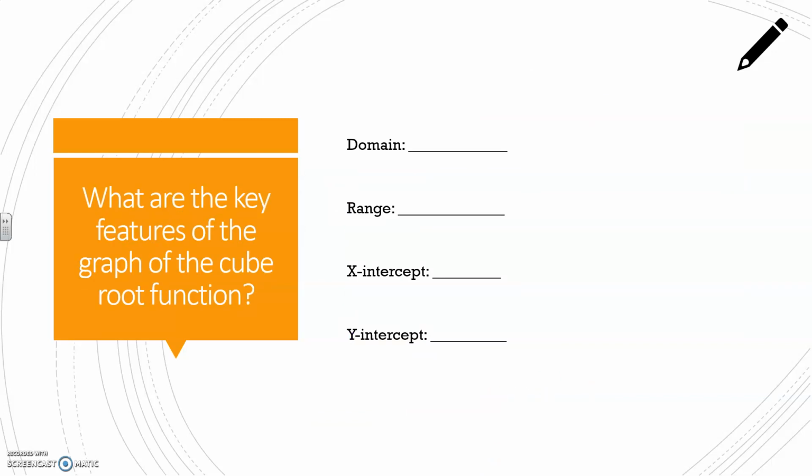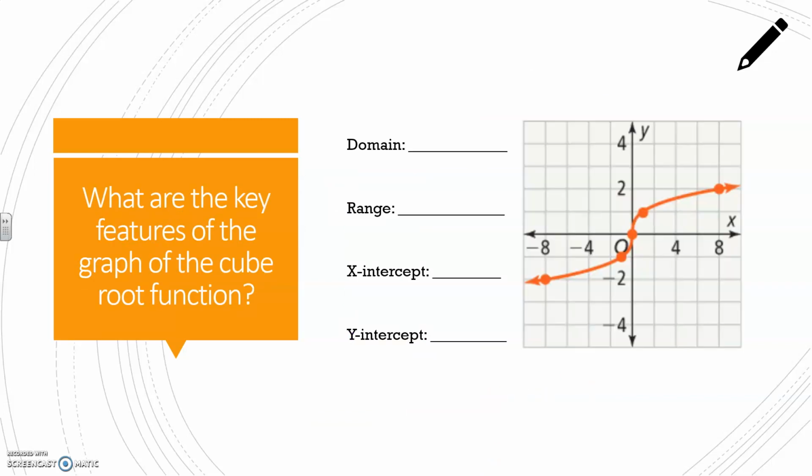Okay, so what are the key features of this graph? Okay, domain, remember that's our x values. So which x values does the graph cover, or what x values can we plug in? And we just said we can plug in anything we want, which means it's all real numbers. So that's the answer in words. Now there's 2 different ways you're also going to be asked to show this. Inequality notation would be -infinity is less than x, because it's domain, which is less than infinity. We've used that a little bit more this year.